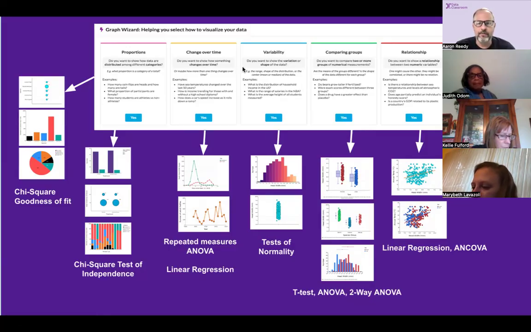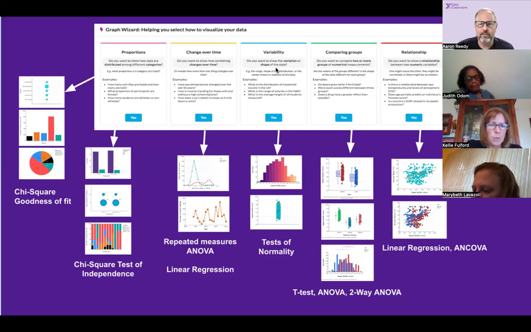So the five main categories we break things up into are proportions and change over time. And change over time is really a special case of relationship, which you see relationship questions are on the end. That's when we're looking at the relationship between two numeric variables. And then the other two that are left are variability and comparing groups.